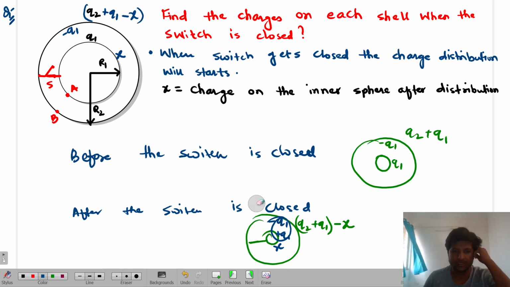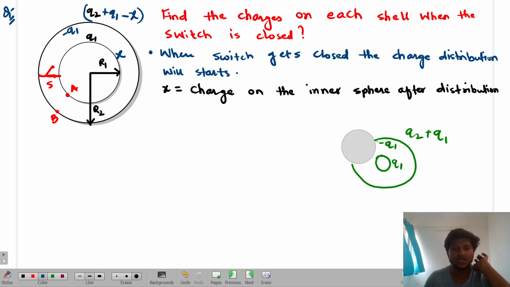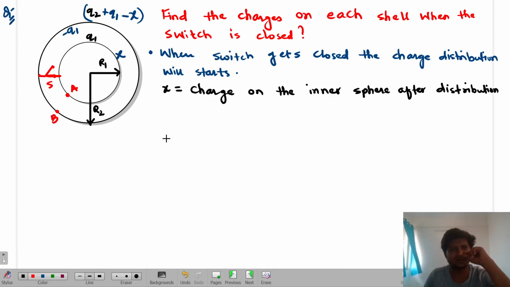So when I connect with the inner one, after the switch is closed, the outer surface charge is taken and given to the inner surface of this, and these two, plus Q1 and minus Q1, get neutralized. Is that clear? So that is why I'm saying that after the switch is closed, the net charge on the inner one is Q1 plus X. Is that clear? Okay. So that will get cancelled or not? You only think.